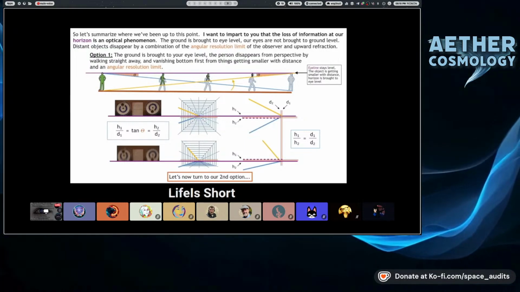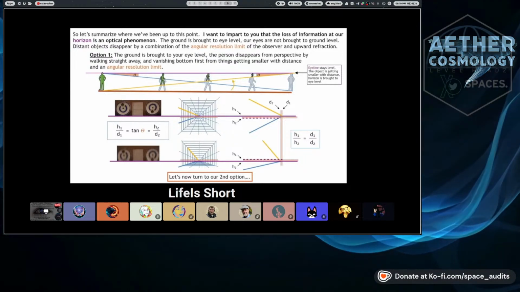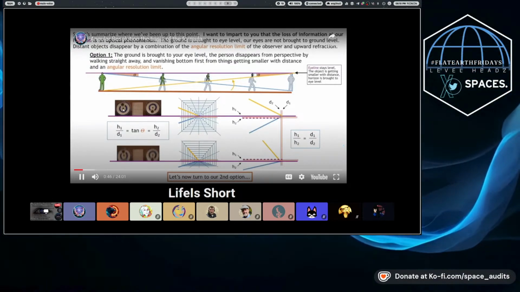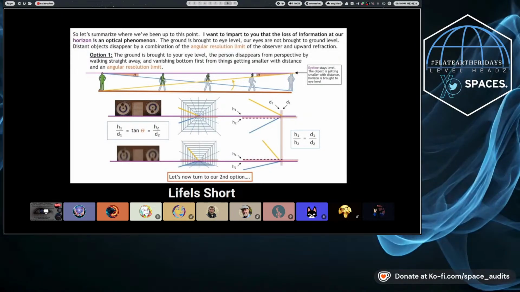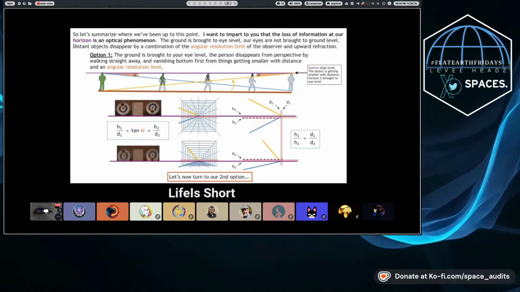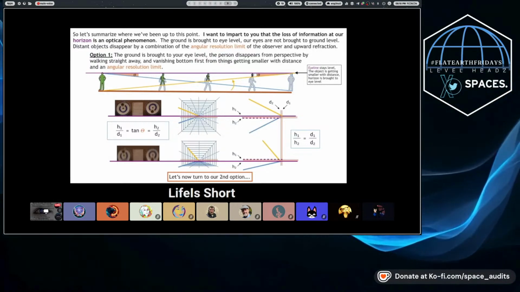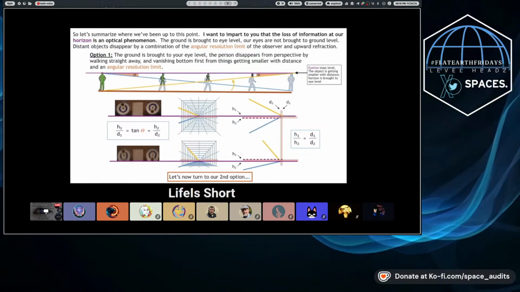And here are some of the examples that we've gone through to this point. We have our lid disappearing into the floor. We have some calculations that we can use to determine our horizon distance and or loss rate with height change. Let's now turn to our second option.